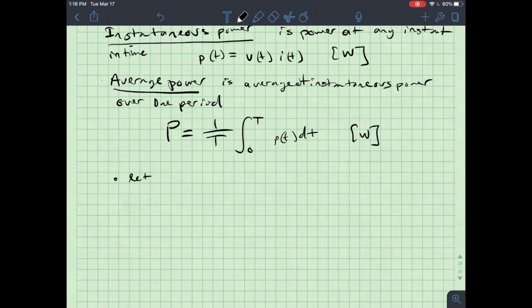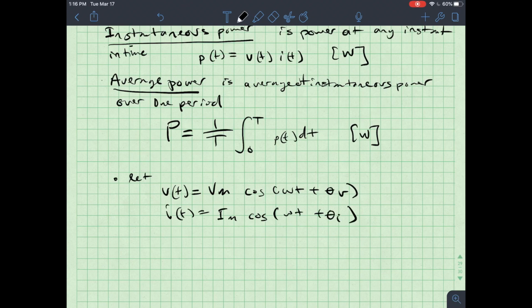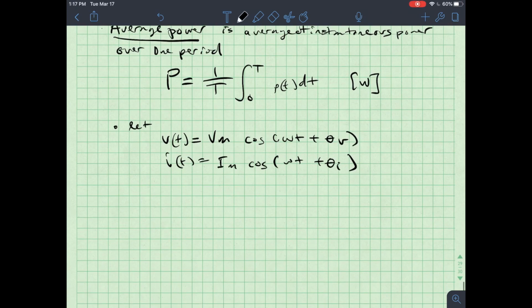So let's let V of t be Vm cosine of omega t plus theta v, and I of t be Im cosine of omega t plus theta I. Then P of t is equal to V of t times I of t, which is equal to Vm Im cosine of omega t plus theta v times the cosine of omega t plus theta I.